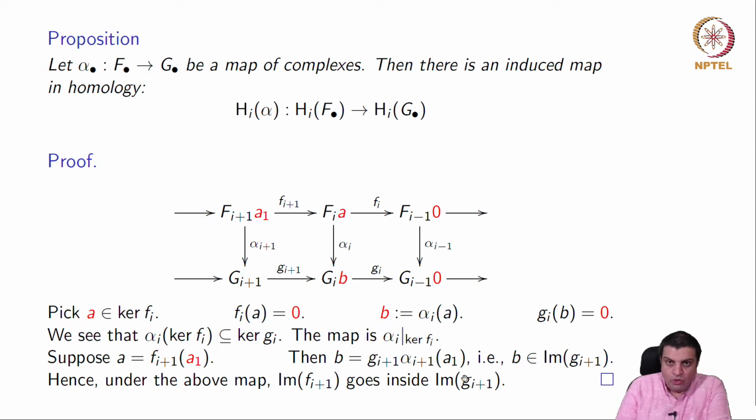Okay. So now what do we have? We have a map from the kernel in the top row to the kernel in the bottom row, under which the image in the top row goes inside the image of the bottom row. So now this gives a map from kernel mod image in the top row to kernel mod image in the bottom row, and that's exactly what Hi of F to Hi of G is. So that's the end of the proof. So the conclusion is that any map of complexes, through this diagram chasing, gives a map in homology.